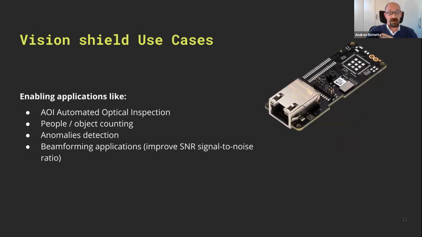Regarding the use cases, basically by leveraging the camera and the audio, you can have applications like AOI, automatic optical inspection, people and object detection, recognizing people in different situations, anomaly detection, either audio based or video based, and beamforming applications. So leveraging the two microphones that we have on the shield, you can improve, for example, the signal to noise ratio and create a very precise environment for the audio.